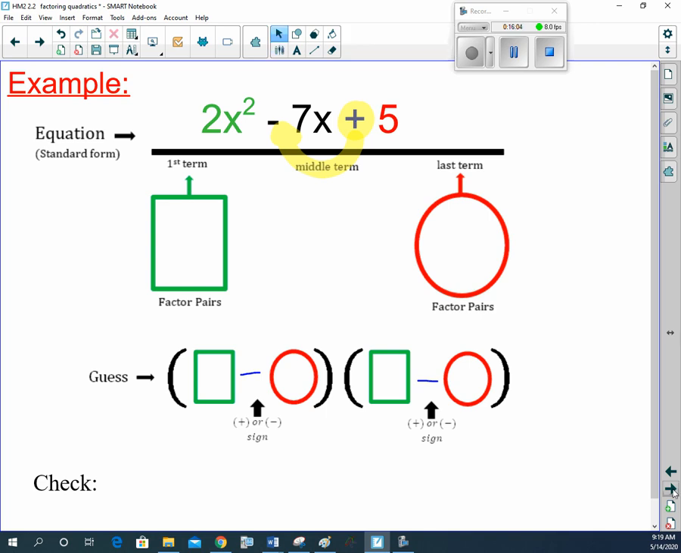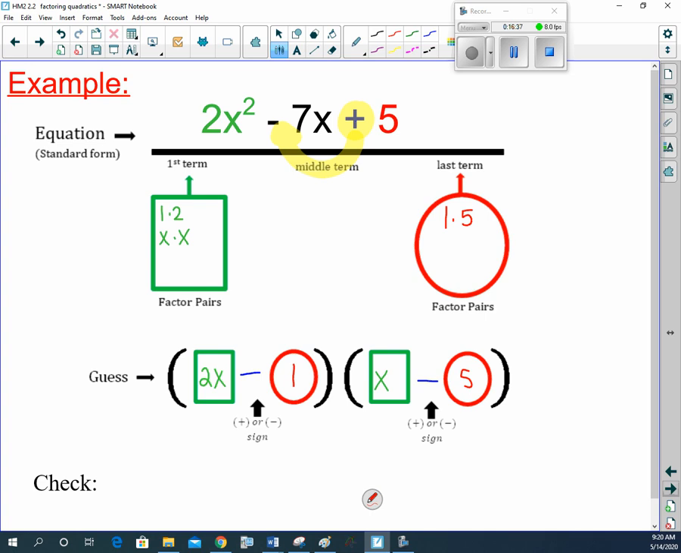Okay, so now I'm going to do my factor pairs. So for 2, I have 1 and 2 and x times x. And then for 5, I have 1 and 5. So remember, first spot, it really doesn't matter if I do 2, 1 or 1, 2. So I'll just go 2x and x. Okay, now it matters. I either have to go 5, 1 or 1, 5. And one of those is right and one of those is wrong.